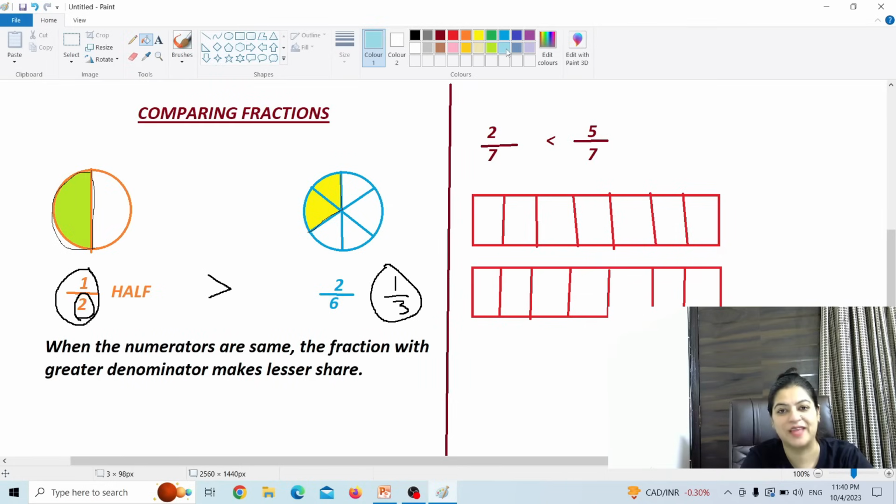Okay, I have these 2 chocolates. Both of them have been cut into 7 parts.